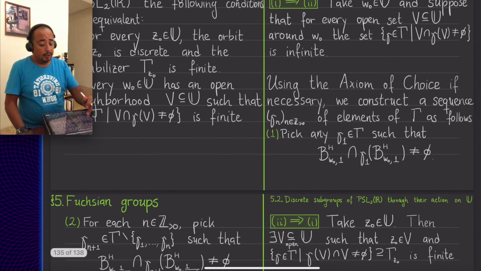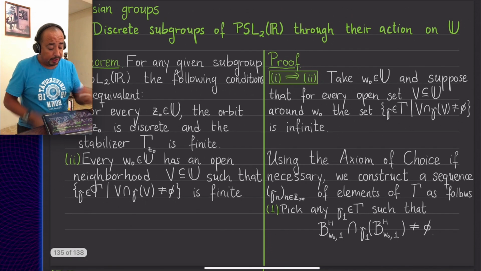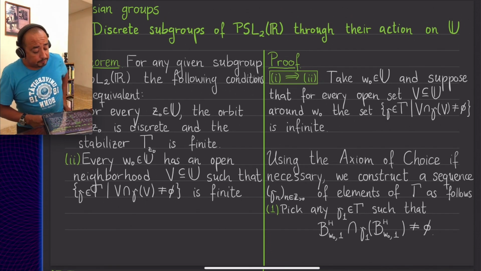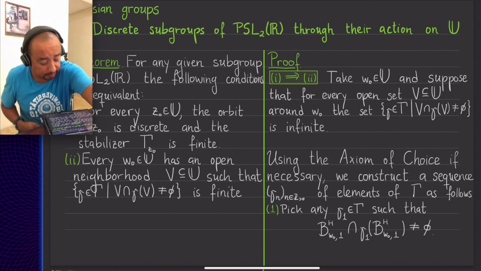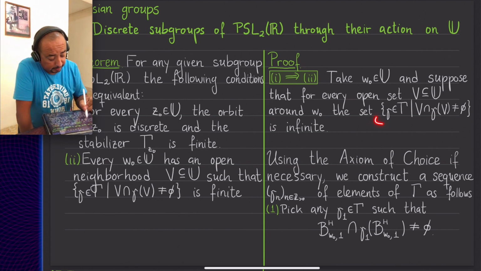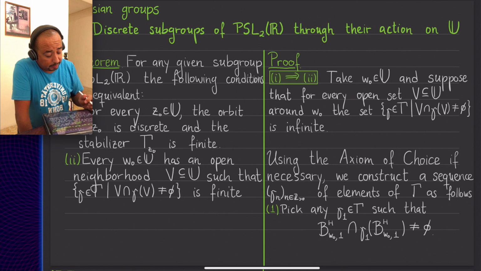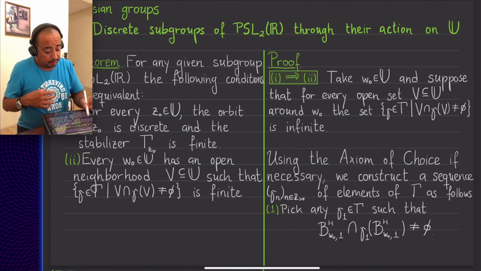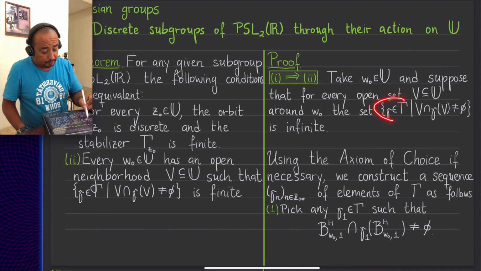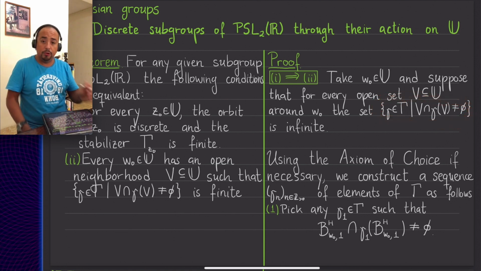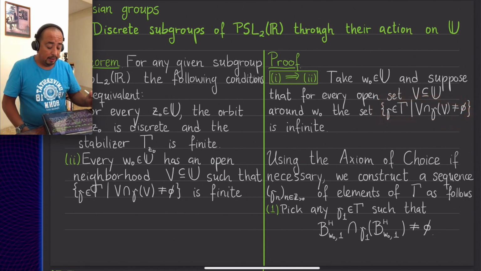So, well, the first thing is, since this set is infinite, I can start considering small disks around W0, and in this way start producing infinitely many elements of this set. So I'm going to do it in an organized way, using the axiom of choice if necessary.